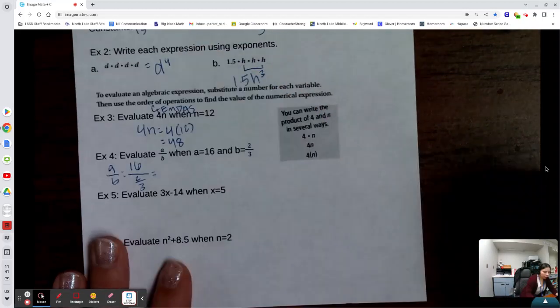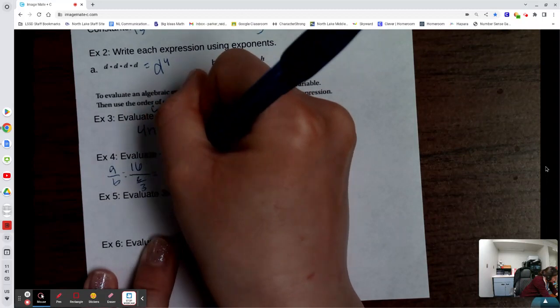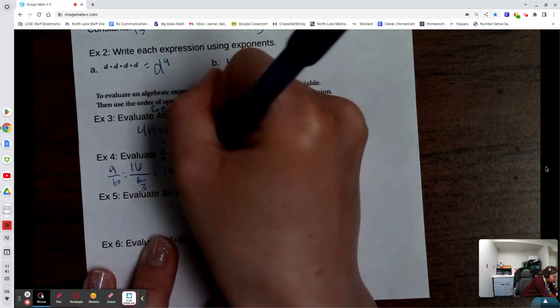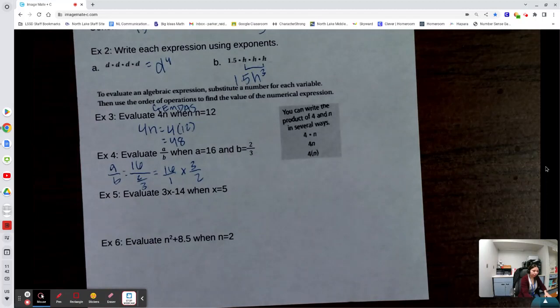When you divide fractions, you keep, change, flip. You keep 16 the same, change to multiplication, flip the second fraction. Except I am going to give 16 a denominator of 1. So I took my variables out, I put the values in, and now I'm evaluating it. I'm seeing what it actually equals.